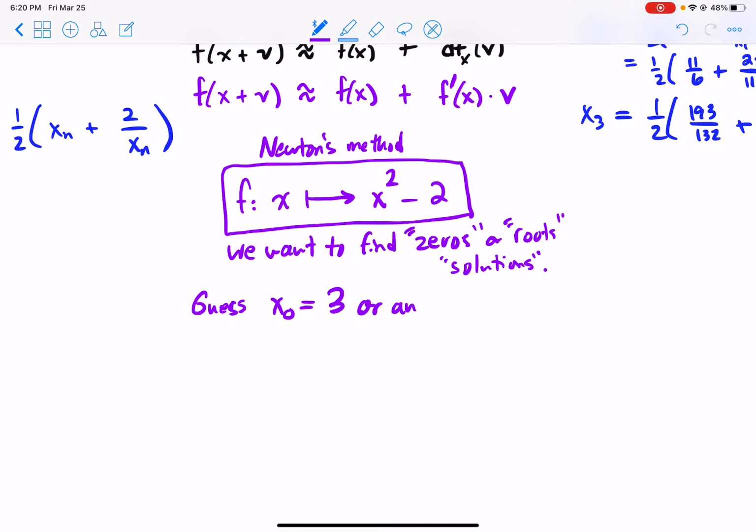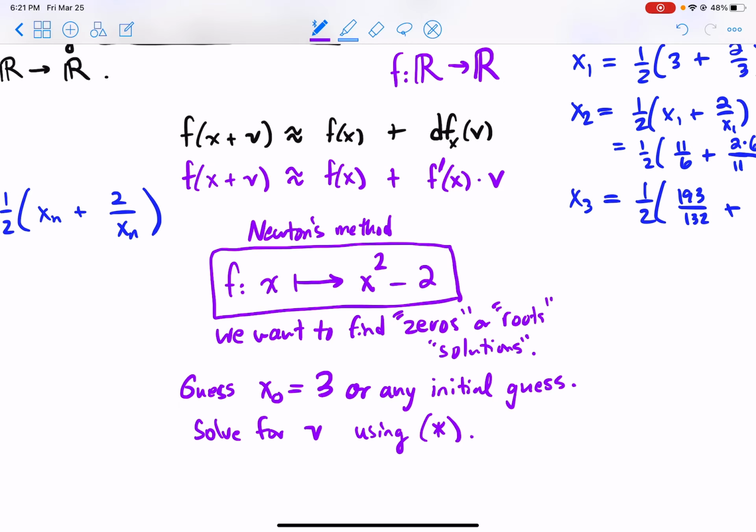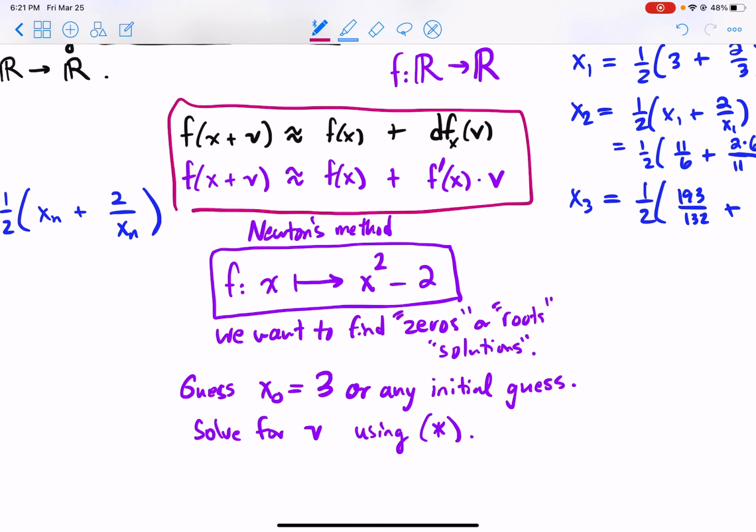Or any initial guess. And then we will solve for v using star. Now what's star? Star is this formula. I'll put this formula. Star. The linear approximation formula.